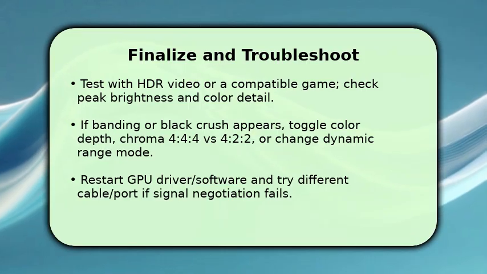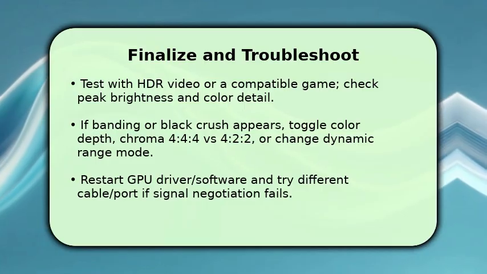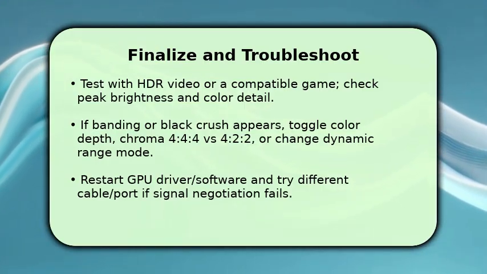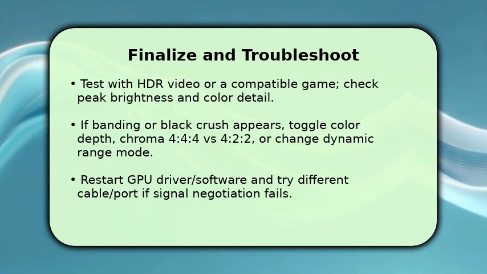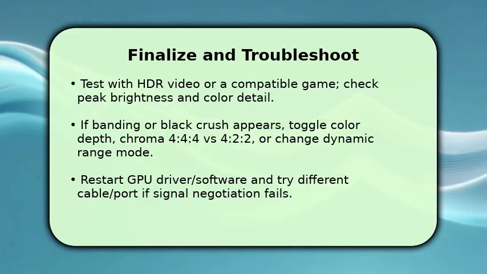If you see banding, crushed blacks, or washed colors, adjust the color depth to 10-bit. Experiment with chroma subsampling settings like 4:4:4 versus 4:2:2 and toggle your monitor's dynamic range or HDR tone mapping modes. Once done, restart the GPU driver or system to reset the handshake.